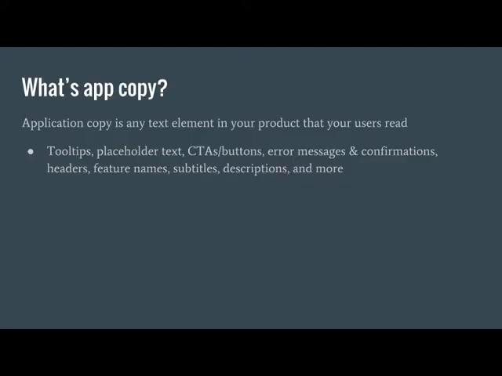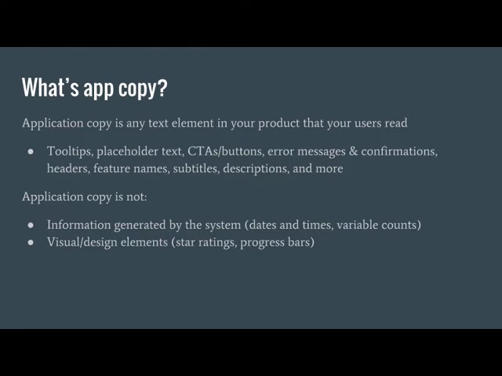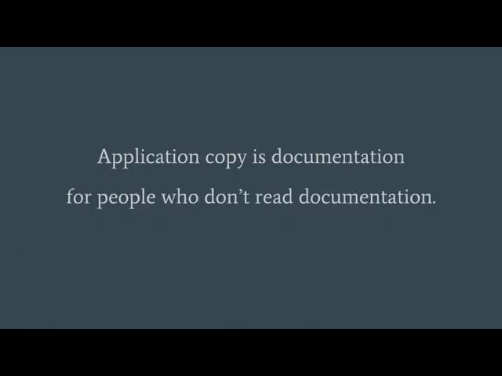So, what is application copy? Application copy is any text that you put on the screen with the intention of triggering a response from your users. It's tooltips, placeholders, CTAs, or like buttons, interactive elements on the page, anything that is text-based, right? It's not information that is statically or dynamically generated by your system, like dates and times. It's not visual elements like star rating systems or progress bars. It's really anything text-based that your user can interact with.